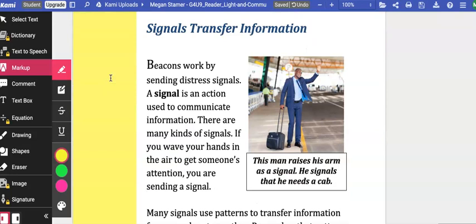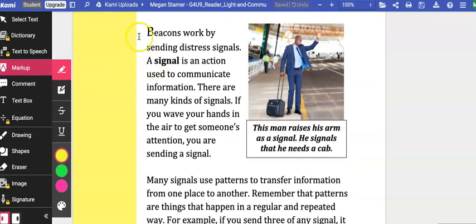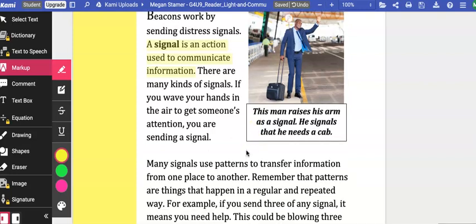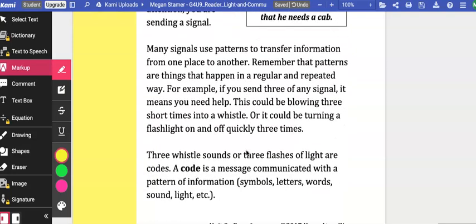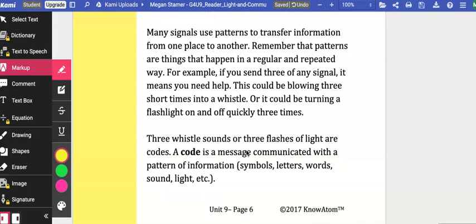Signals Transfer Information. Beacons work by sending distress signals. A signal is an action used to communicate information. There are many different kinds of signals. If you wave your hands in the air to get someone's attention, you are sending a signal. Many signals use patterns to transfer information from one place to another. Remember that patterns are things that happen in a regular and repeated way.